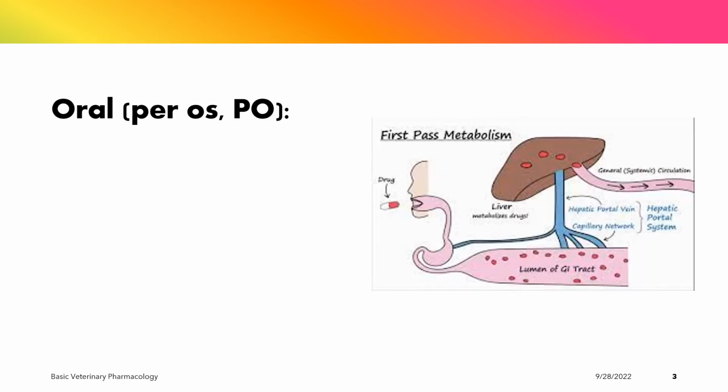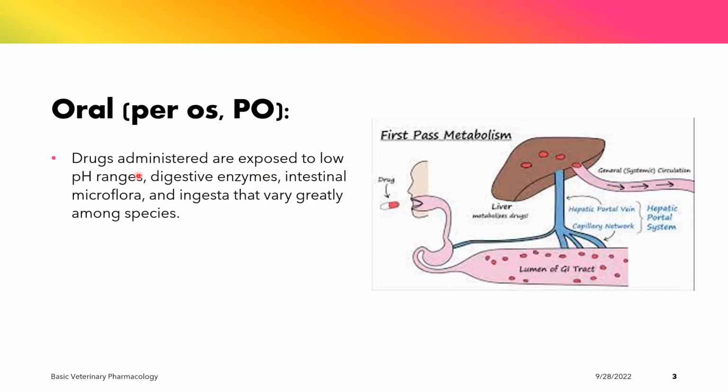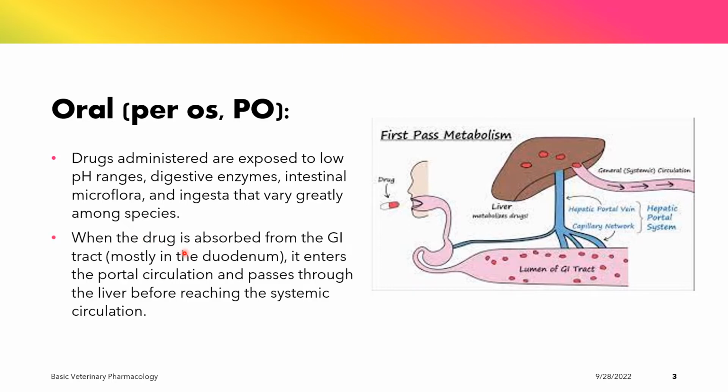So what happens to a drug that is administered orally or per os? The drug administered is exposed to low pH ranges, digestive enzymes, intestinal microflora, and ingesta that vary greatly among species. Of course, these factors will vary according to whether the animal is a ruminant or a monogastric. When the drug is absorbed from the GIT, particularly in the duodenum, it enters the portal circulation and passes through the liver before reaching the systemic circulation.